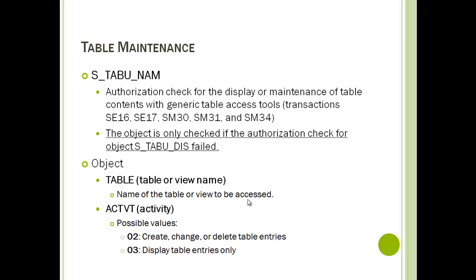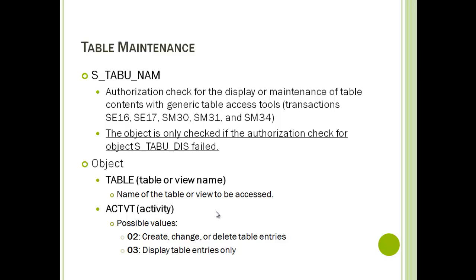View means basically you can have a collection of tables. You can view in a different format. The view can be in the way in which you want the user to view that particular data. This has two different fields, one is called table, another one is activity. Activity we know 02 and 03, and table is the one which has the table name. Let's take the table name. s_tabu_dis will grant authorization based on authorization group, that authorization class.